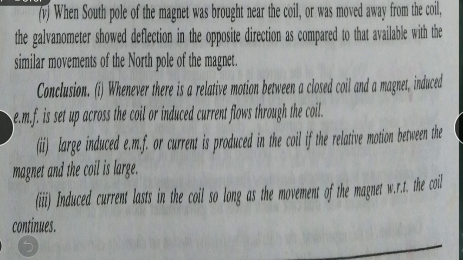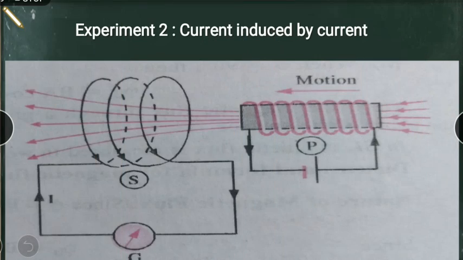Okay, next experiment, that is experiment 2, current induced by current. So you can see two coils, S and P, in the diagram, isn't it? Here S is the indication of the secondary coil and P is the indication of the primary coil. Okay, so here, either inside the core, on the core, or in the air.